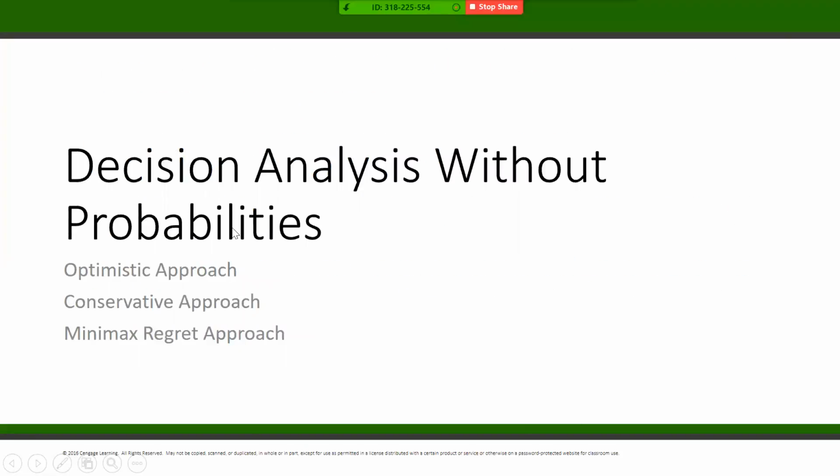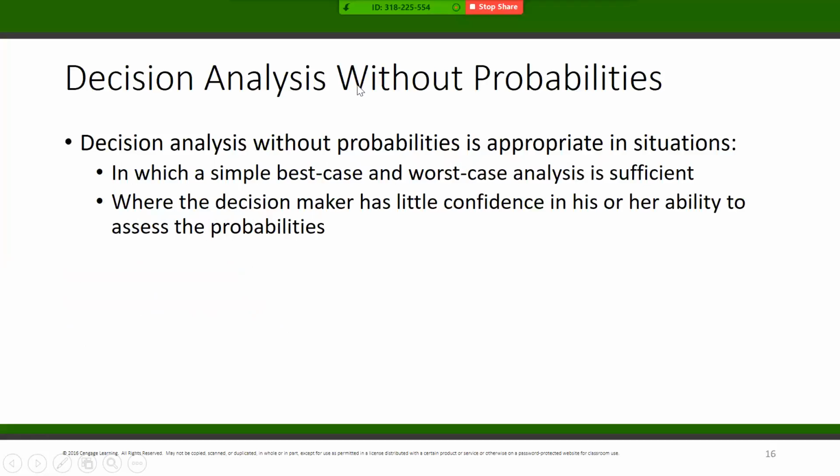All right, so we can also do decision analysis without probabilities: the optimistic approach, the conservative approach, and the minimax regret approach. So decision analysis without probabilities is appropriate in situations in which a simple best case and worst case analysis is sufficient, and where the decision maker has little confidence in his or her ability to assess the probabilities.